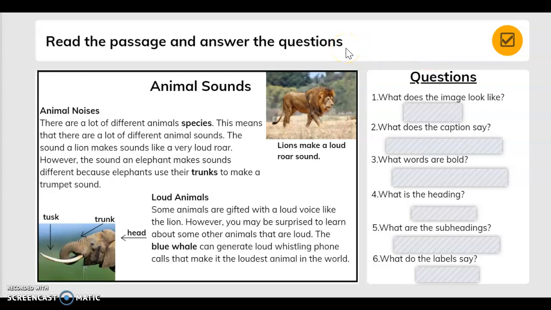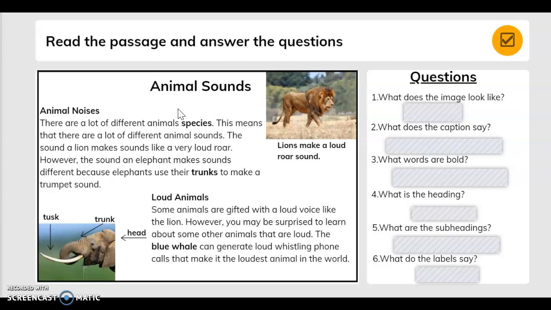Read the passage and answer the questions. Animal sounds. Animal noises. There are a lot of different animal species. This means that there are a lot of different animal sounds. The sound a lion makes sounds like a very loud roar. However, the sound an elephant makes sounds different because elephants use their trunks to make a trumpet sound.